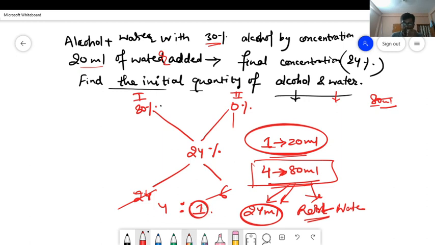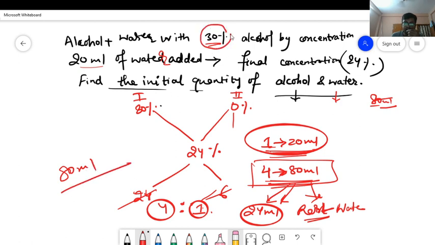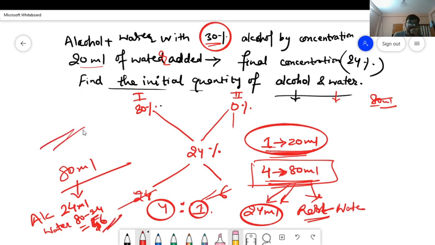So this one part was added afterwards, and one part was 20 ml. Four parts are 80 ml, which was present earlier, and the concentration of alcohol is 30%. So what would you get? 30% is 24 ml, so alcohol will be 24 ml and water will be the rest. 80 minus 24, right? It would be 56, I think. No, no, 46? 46 or 56? 56. Okay, this will be 56. That's it. Got it.